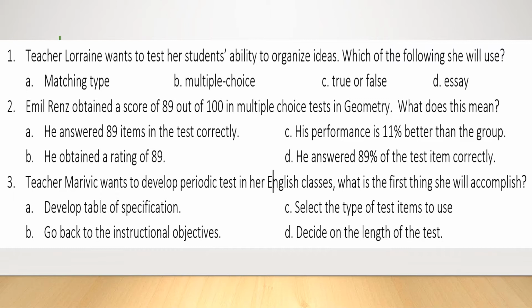Then as well as letter B, multiple choice type of test. Of course, in this kind of test, there are also options to be given by the teachers. Then letter C, the true or false. So the students here will just choose, of course, between true or false. So options A, B, and C cannot measure the student's ability to organize ideas because options or answers are given as a choice.